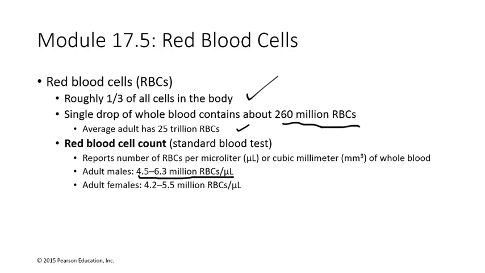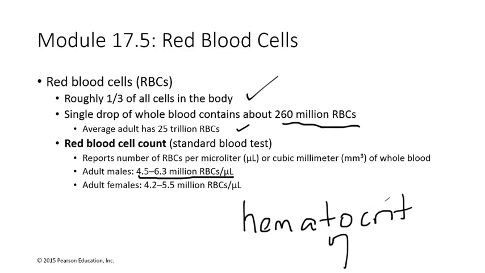This is different from the hematocrit. Hematocrit is the percent of red blood cells. This is the raw number. So how many you have per microliter, that's just your cell count, versus hematocrit, which represents the percentage of your blood which is made up of red blood cells.